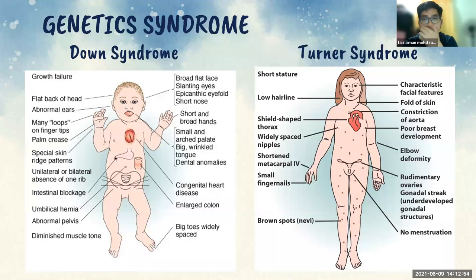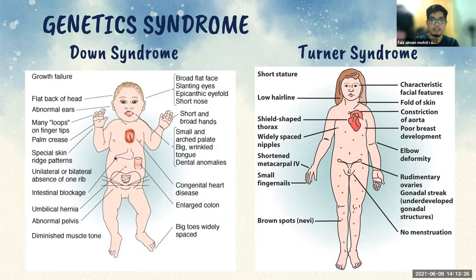Okay, so next, you also need to look for any genetic syndrome. The genetic syndromes that are related to short stature include Down syndrome. Look at the face for a broad flat face, slanting eyes, epicanthic eye folds, and a short nose. The mouth can be small with a high arched palate. Look at the hands: they can be short and broad, and also look for a single palm crease.